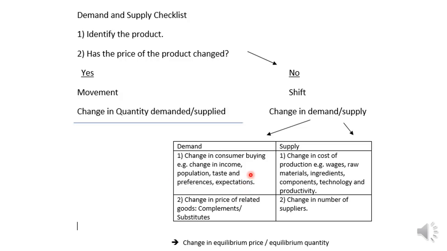Okay, or there could be a change in the price of related goods like complements and substitutes. Okay, if something becomes cheaper and we buy more of that with other things as well, that will be a complementary relationship. Vice versa will be substitutes. Okay, for the non-price determinants of supply, it usually involves cost of production, like wages, raw materials, ingredients. Okay, and sometimes there's an improvement in technology in the production of the good. All right, or there could be a change in the number of suppliers.